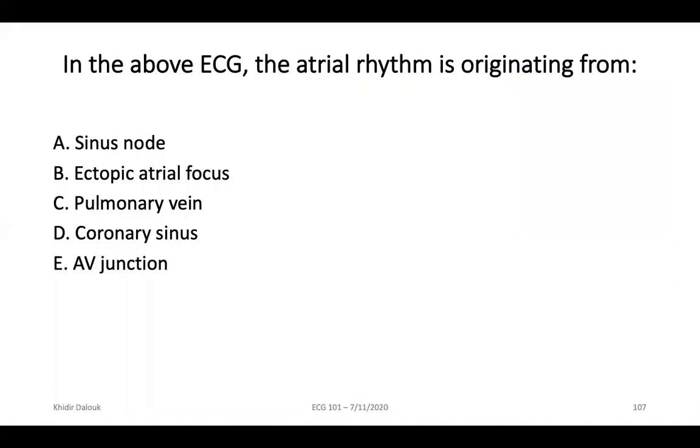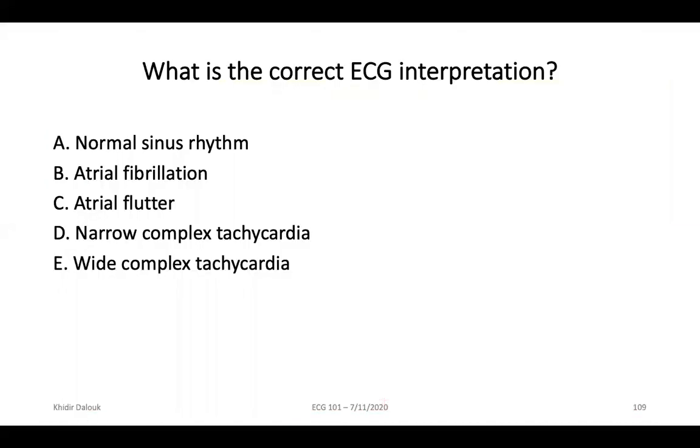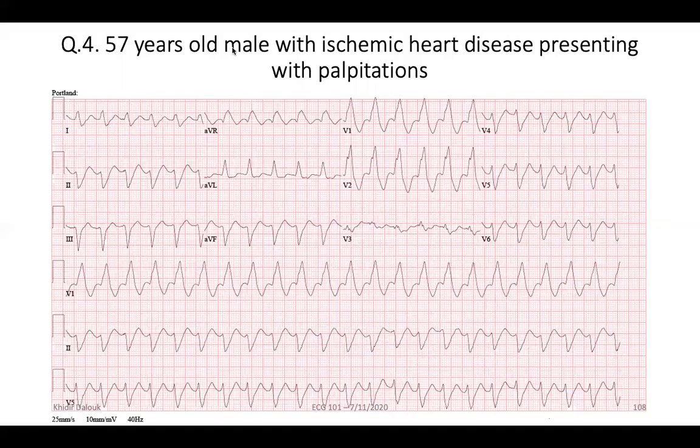All right, so let's go through the last one, a 57-year-old with ischemic heart disease presenting with palpitations. How can you describe this rhythm, or how can you interpret the ECG? Is this normal sinus rhythm, AFib, flutter, narrow complex tachycardia, or wide complex tachycardia? Any answers?